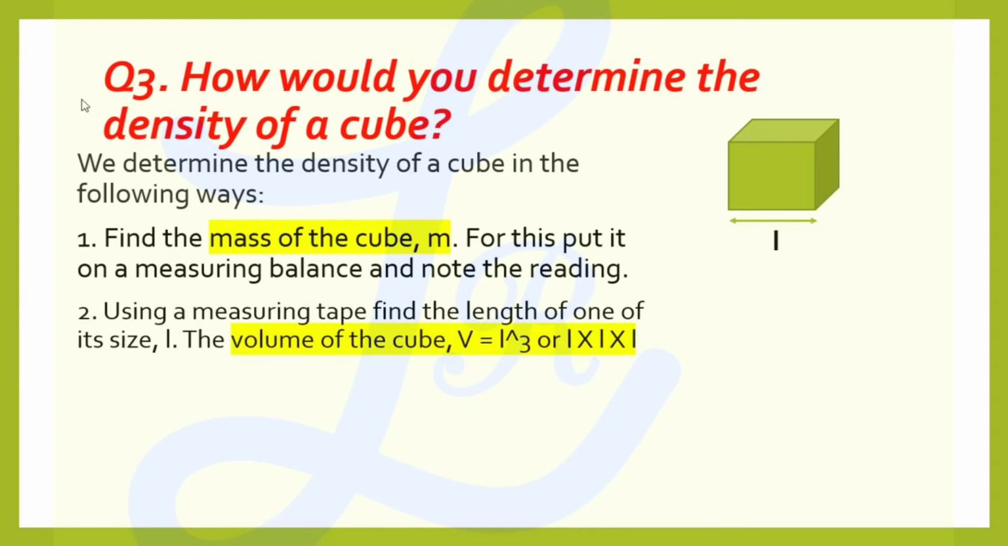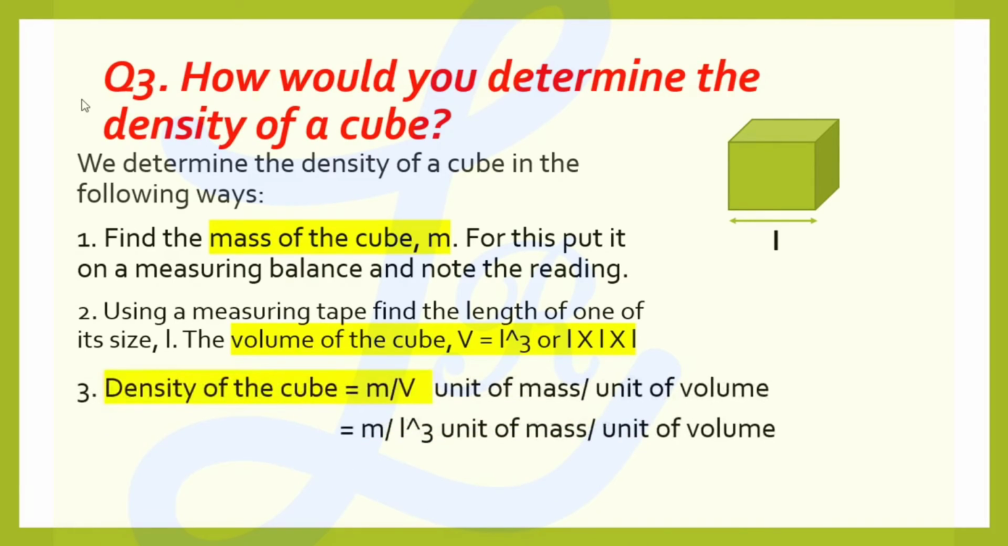Then using a measuring tape, we will find the length of its side. If the cube is big, we can use a measuring tape. If the cube is small, we can also use a scale. We will just find out the length of one of its sides, and then using the concept that volume is equal to L cube, L into L into L, we will find the volume of the cube, and then we note down the volume.